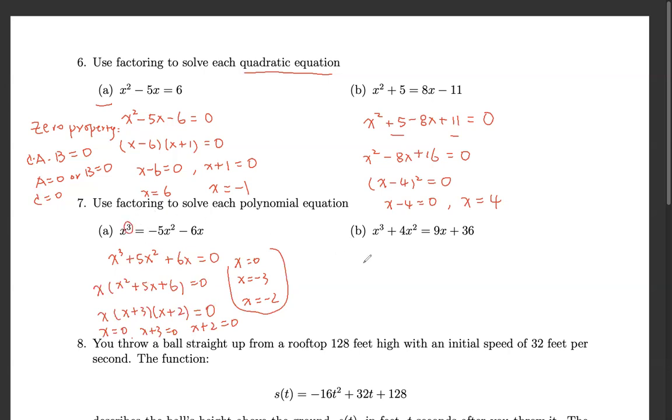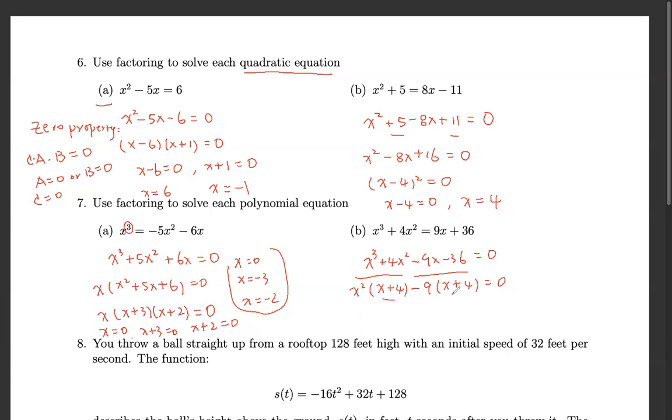Let's see B. We're going to do the same thing. x cubed plus 4x squared minus 9x minus 36 equals 0. So 4 terms. We're factoring, we divide into two groups. The first group has x squared as a common factor, leaving x plus 4. The second group, negative 9 is a common factor, and they'll also have x plus 4.